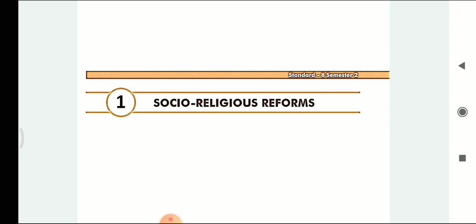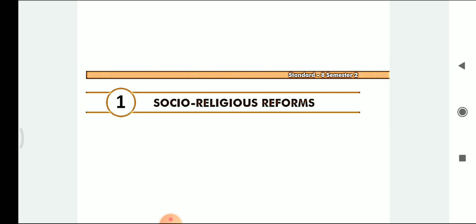Renaissance, that is new awakening, came with Western education. Raja Ram Mohan Roy was considered the first social reformer of Indian society. He started two magazines, Samvad Kaumudi in Bengali and Miratul Akbar in Persian. He also established Brahmo Samaj and Hindu College in Kolkata.